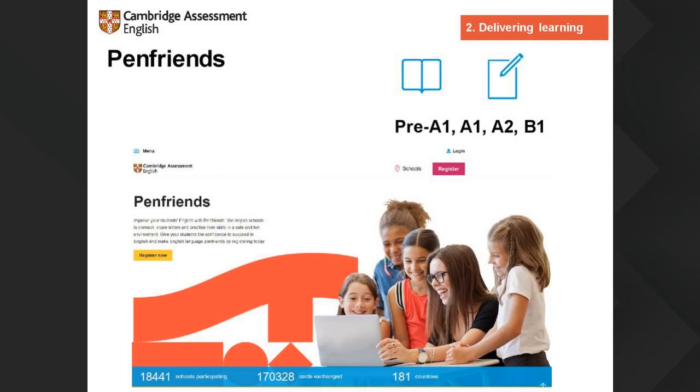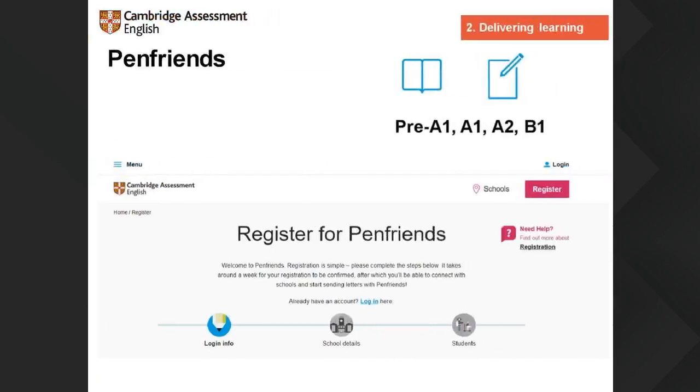Well, teachers will have to register. They will need to provide information about their school, their students, their level, how many they have, and then they will sign up, and we will pair them with another school with similar characteristics. In theory, on the other side of the world.